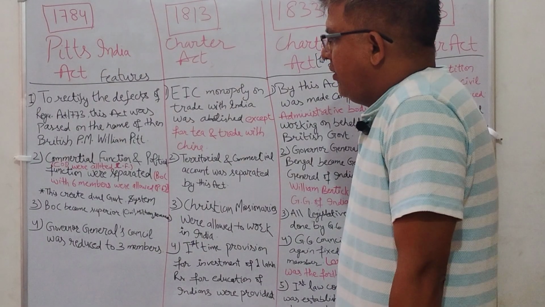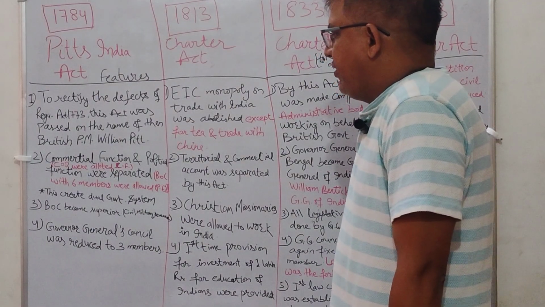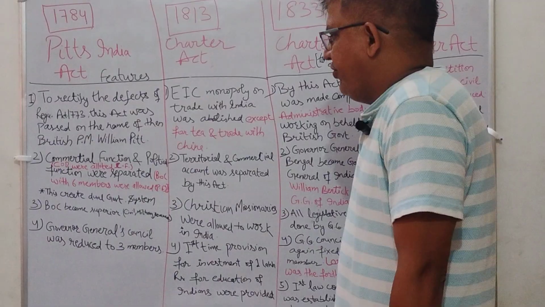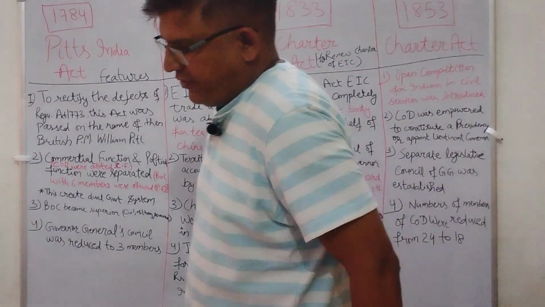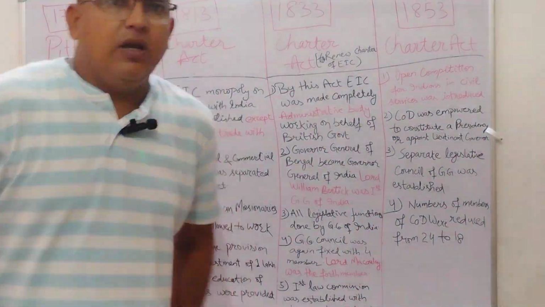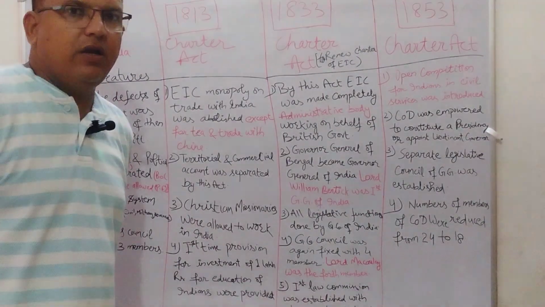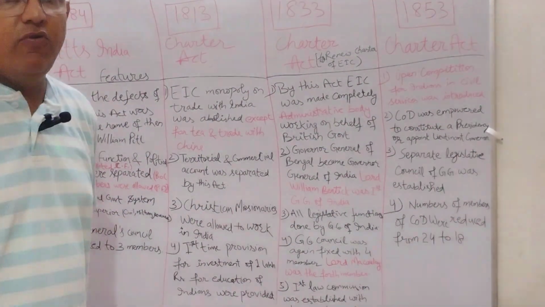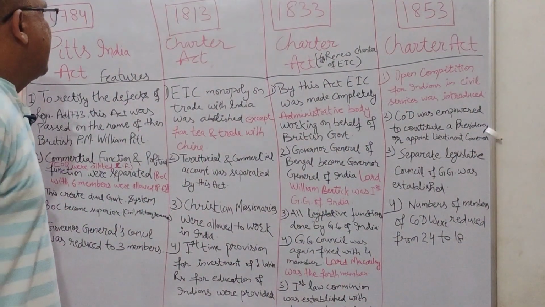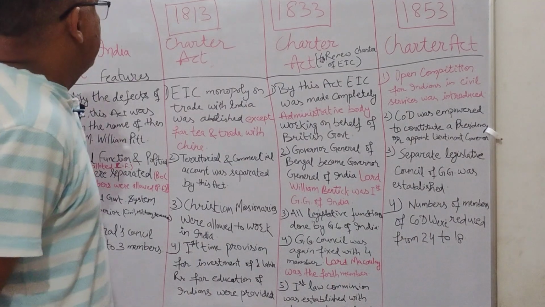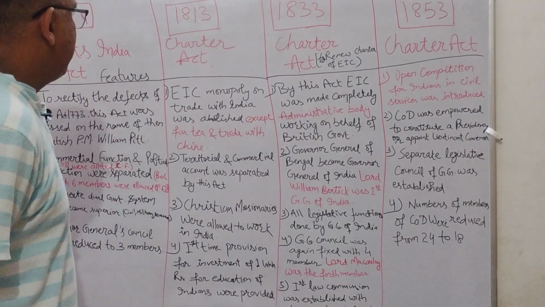The fourth feature was that the Governor General's Council was reduced to 3 members. Before this, in the Regulating Act, the number of members was 4. Then the second act was the 1813 Charter Act.